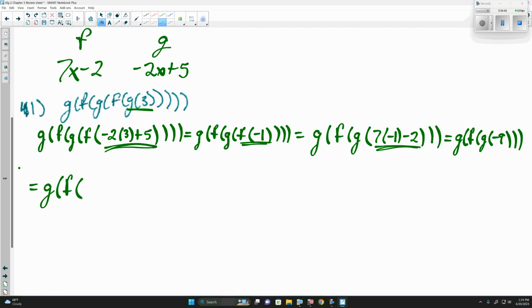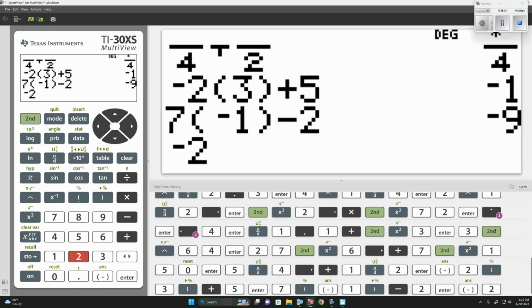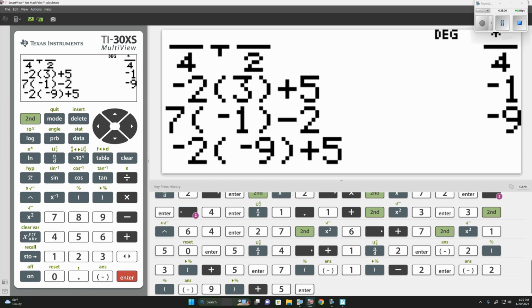Well, now we're doing what? G of negative 9. So we're just repeating the process. So negative 2 times negative 9 plus 5. And again, negative 2, parentheses, negative 9, plus 5 is 23.